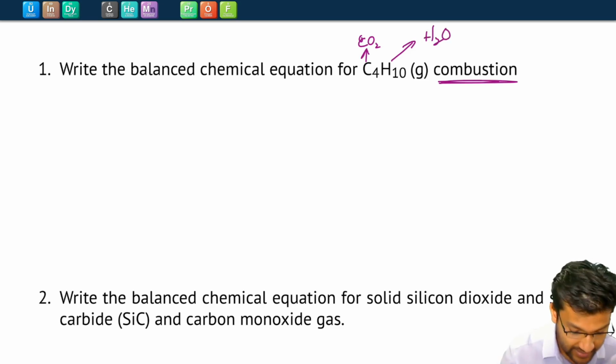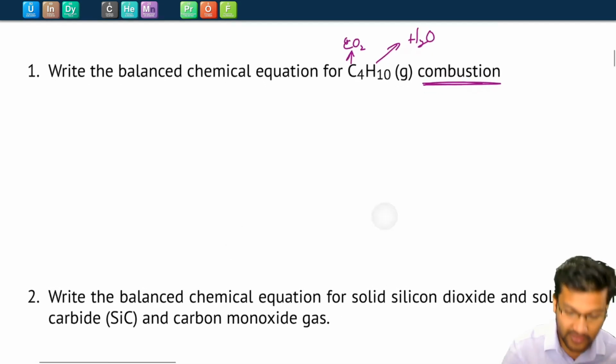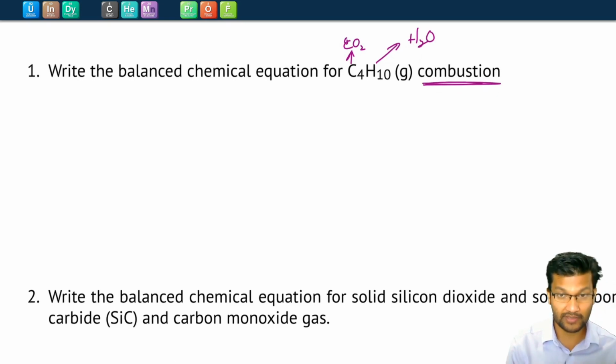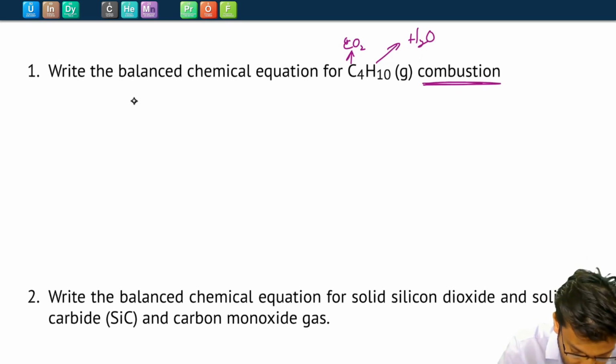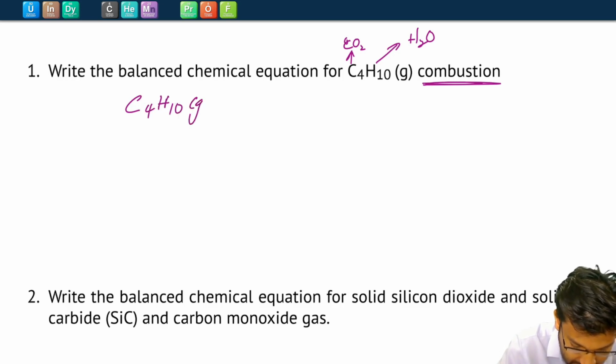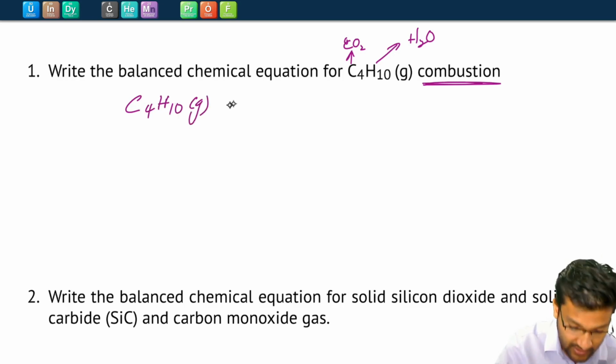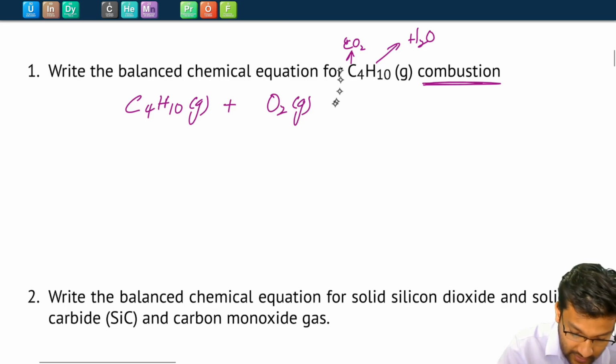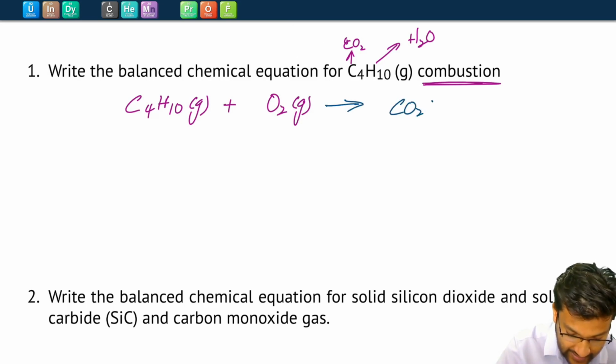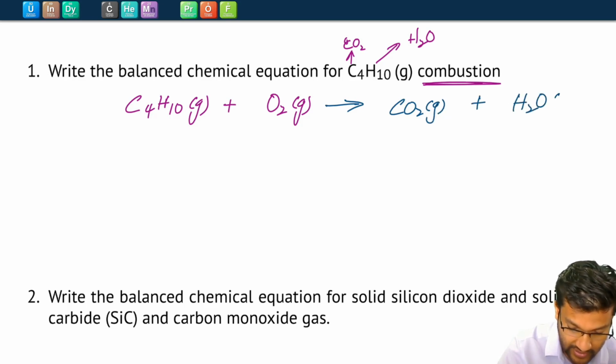So let's write a balanced chemical equation for this. First, we'll start with a chemical equation that's not balanced. So here we'll have C4H10 gas. This is a combustion reaction, so that means it's reacting with oxygen. So these are going to be our reactants, C4H10 gas and oxygen gas. Then it goes to form our products. The carbon goes to form carbon dioxide gas, and the hydrogen goes to form water vapor, or H2O gas.